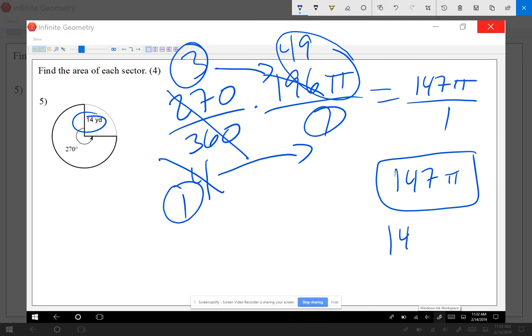Or in your case, for the homework, 147 pi. Now on the test, the letters pi or the symbol pi will do it. 4 of these on the test. Any questions on it?